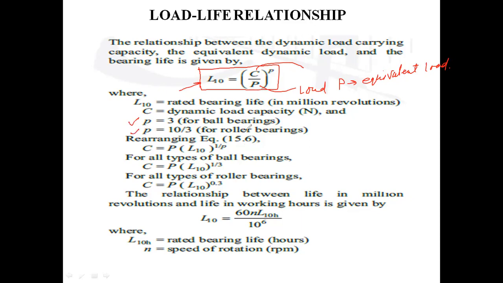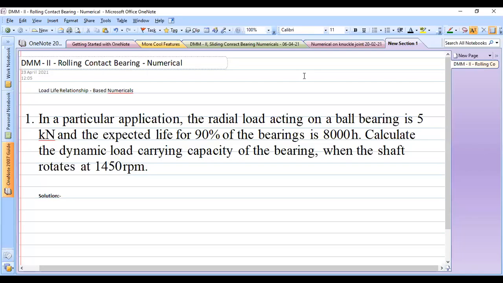If we rearrange this equation, for ball bearing you will get an equation like this, and for roller bearing you will get an equation like this. And the relationship between the life in millions of revolutions and the life in working hours is given by this formula: L10 is equal to 60 n L10H upon 10 raised to power 6. This will convert the life into hours.